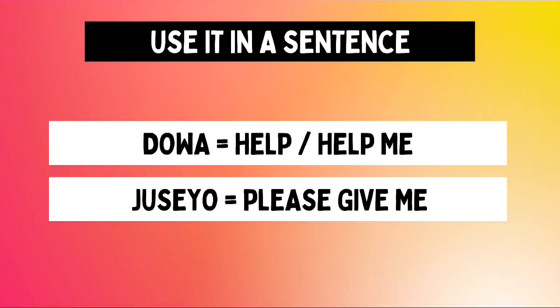Again, remember, DOWA came from the word dokta. DOWA is actually the present tense form of dokta. And JUSEYO means please give me. So when we combine DOWA with JUSEYO, it would result in a sentence which means please give me help, or simply just help me, or asking for help.